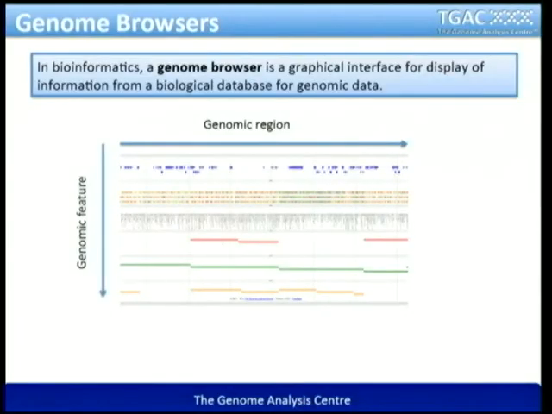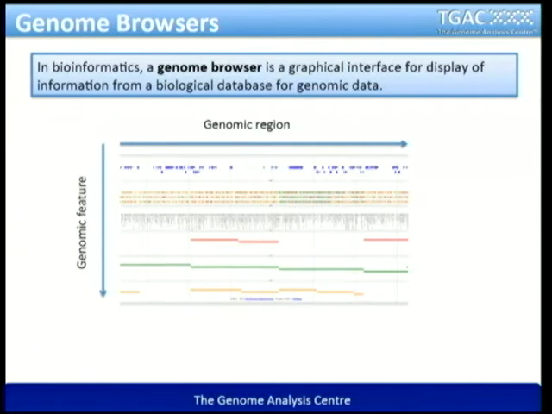Thomas gave a talk. There are many genome browsers available, like GBrowse and BioDalliance. A genome browser is a simple interface to visualize genomic information on X and Y coordinates. Normally the X coordinate is the genomic region, and the Y coordinate is the genomic features.